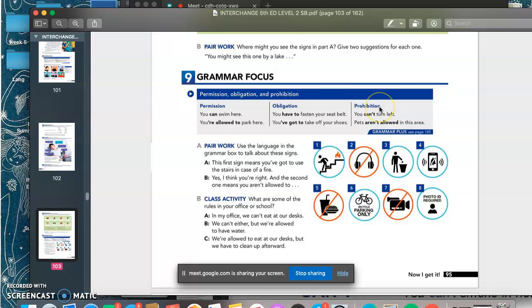And then we have prohibition, which are the same that we have for permission, but in the negative. So if I say prohibition, I have an example about prohibition, teacher. Prohibition, you can't turn left. That is something that you can't do.